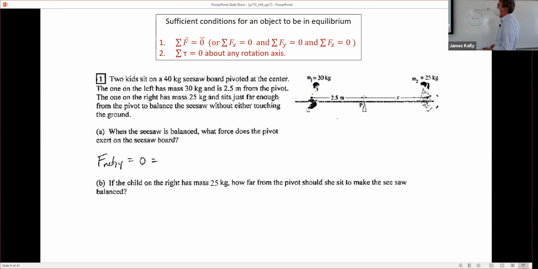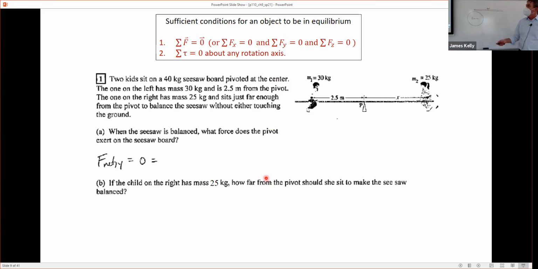When the seesaw is balanced, what force does the pivot exert on the seesaw board? And if the child on the right has a mass of 25 kilograms, how far from the pivot should she sit to make the seesaw balanced? So why don't you just take a minute, these aren't complicated calculations, but think about those two conditions. Maybe you'll use just one of them, maybe you'll use both of them.